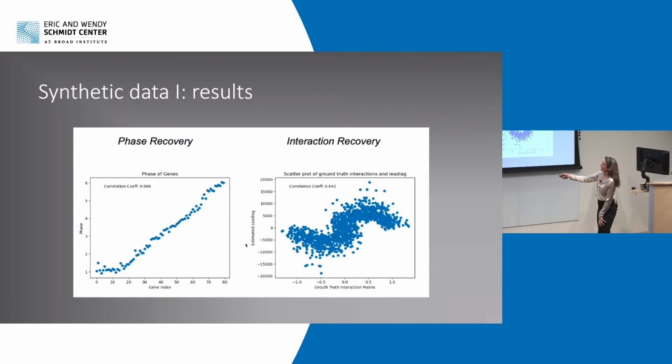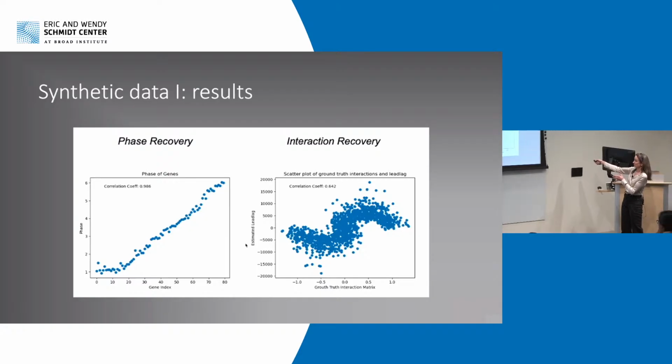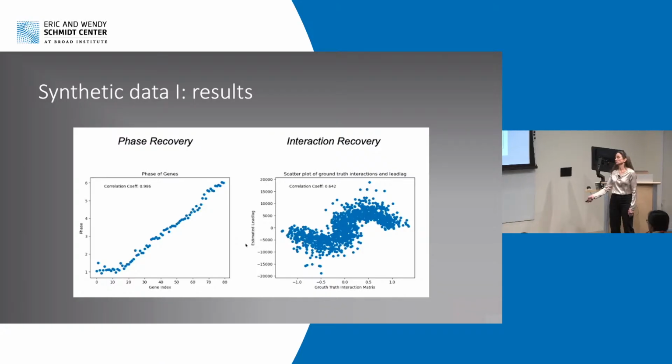And so here we're plotting the gene index, which is really the order of gene activation according to the synthetic model, against the phase as detected by our method. And we see it matches quite nicely, correlation coefficient 0.986. And then you say, okay, well, what about the relation between the strength of the ground interactions and the lead lag that we detected? Not too bad, 0.642, the correlation coefficient. So pretty happy with how well we could extract the ground truth using this method.